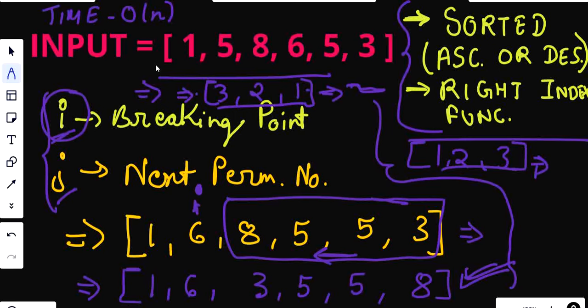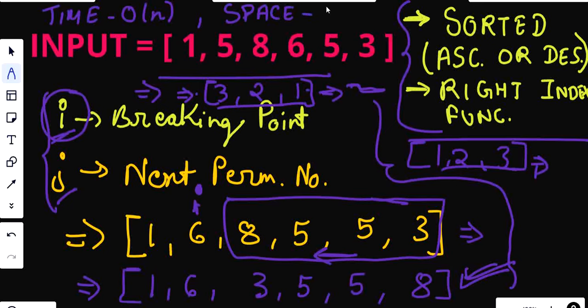At most, we will be scanning this array twice. We can say that will be the case in the worst case scenario. So time complexity will be big O of n, and space complexity is big O of 1, as we are not using any extra space.